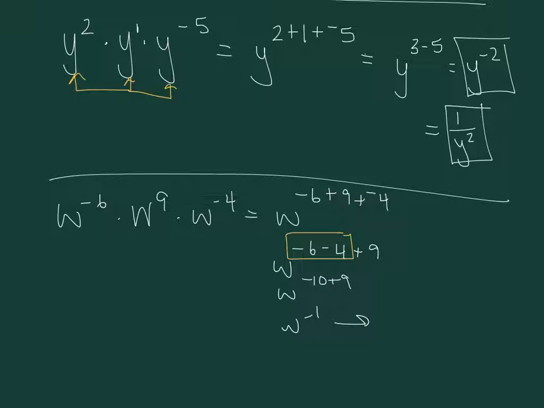Now I use the negative exponent rule, and I make this 1 over w to the first power, or just 1 over w in this case. And that would be how I would type that into the system. Okay?